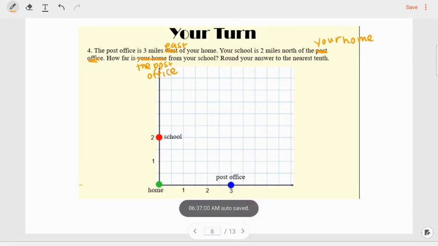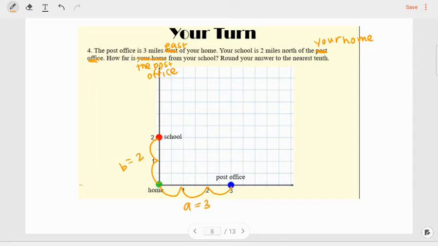All right, the post office is 3 miles east of your home. So 3 units to the east, that's my horizontal length. I'm going to call that A. A is 3 units. Your school is 2 miles north of your home. So B, which is my vertical unit in this case, is 2.